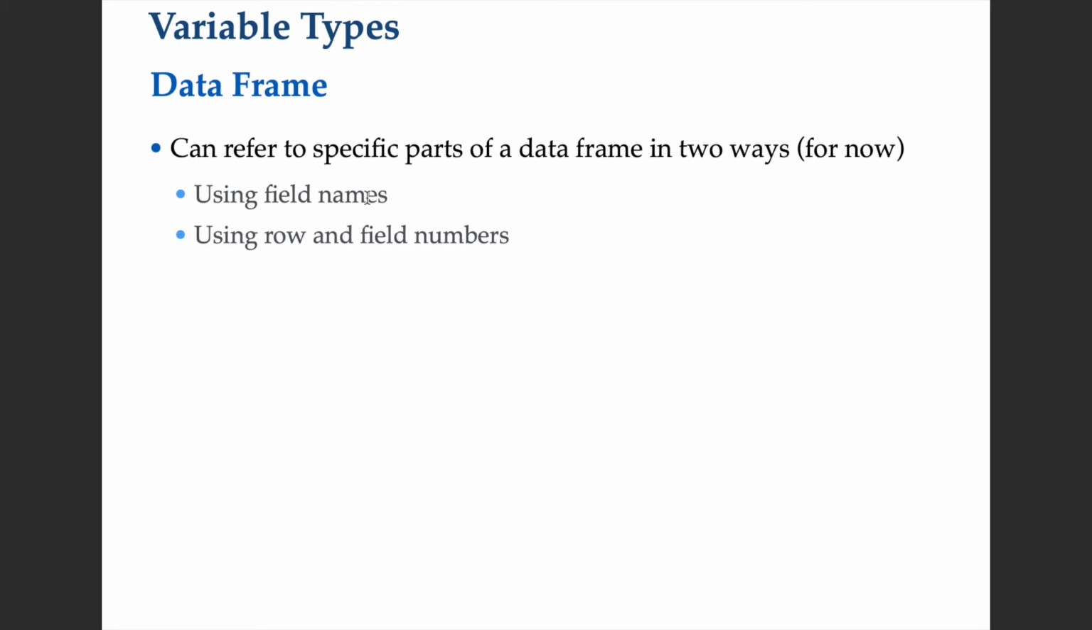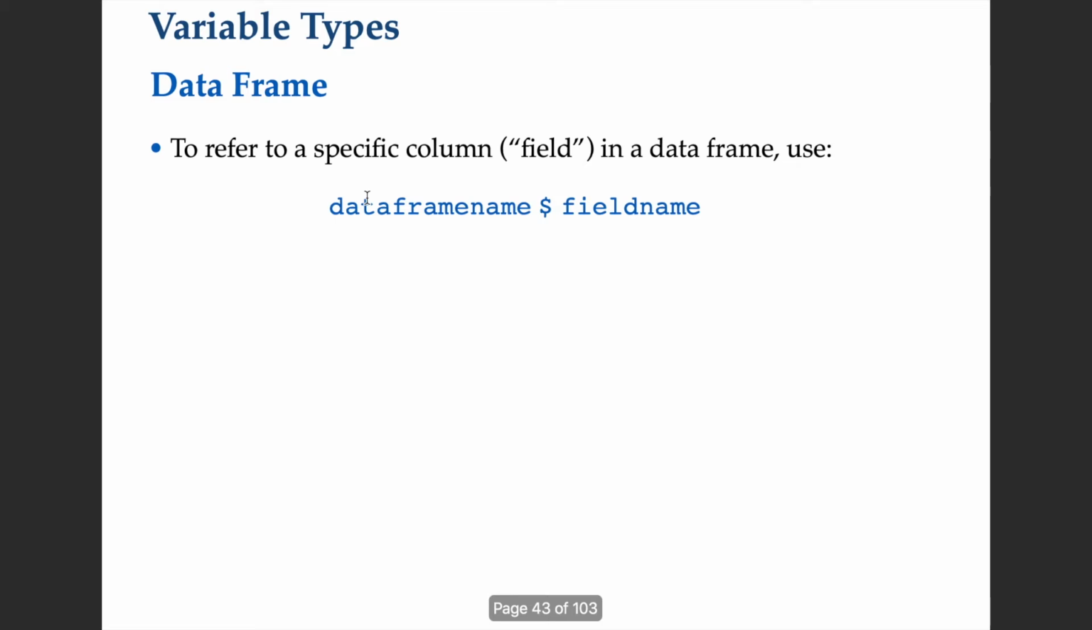So with a data frame, you can refer to specific parts in two different ways for now, and we'll learn some others later. The first way is using the field names, and the second way is using row and field numbers. So we'll walk through these.